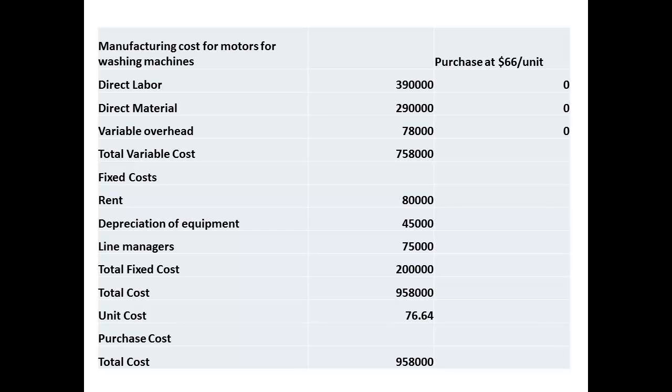If the motors are purchased from King Motor Company, then there will be no costs for direct labour, materials or variable overhead. The fixed costs will still be incurred. Add in the purchase cost of the motors, and the total cost will be $1,025,000. Crystal Products should continue the manufacture of motors themselves, since the cost will be $67,000 less for producing 12,500 motors themselves.